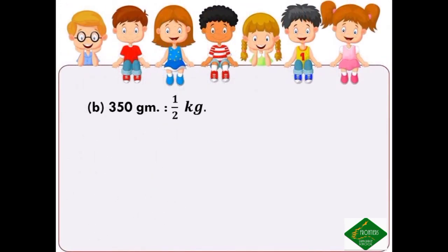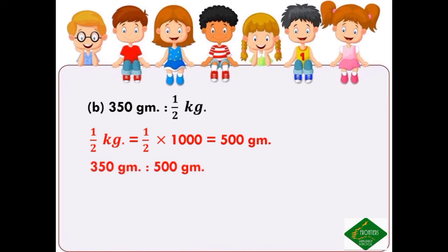Letter B exercise. 350 grams to half a kilogram. Look, do we have the same unit? No, we have kilogram and gram. So the first step, I must convert half a kilogram to gram. If I want to convert from kilogram to gram, from bigger unit to the smaller, I must multiply by 1000. So half a kilogram equals half multiplied by 1000, equals 500 grams. Then we have 350 grams to 500 grams, and we must put the numbers in the same order. Now we have the same unit, we must cross it out.